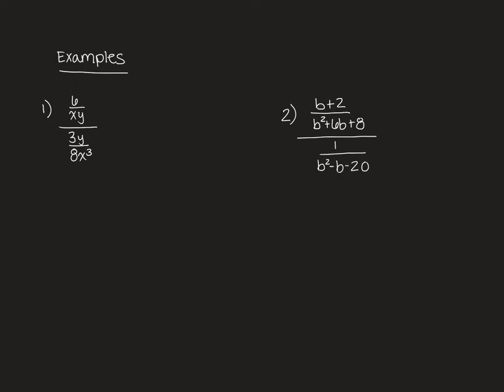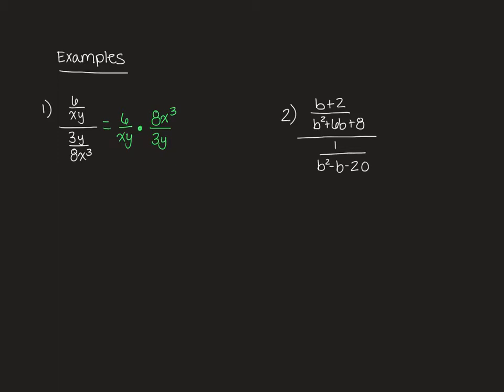We're going to go through a lot of examples just so you can get the hang of it. So looking at number 1, again, first goal is that we want a fraction over a fraction. So in this case, we have 1 whole fraction in the numerator, 1 whole fraction in the denominator. So step 1 is already done. Now we just set it up like a division problem. We multiply by the reciprocal. So I'm going to keep 6/xy, multiply by 8x cubed over 3y.